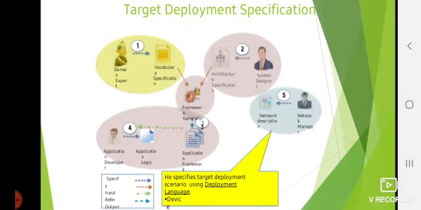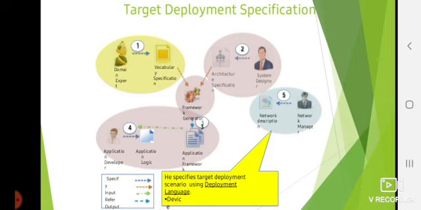Next, we have to see about the target deployment specification. It consists of 5 steps. The first step is that the domain expert specifies the vocabulary specification and the system designer specifies the architecture specification. Both are combined in the framework generator. The third step is that the framework generator produces the application framework, which is given to the application developer. The application developer specifies the application logic.